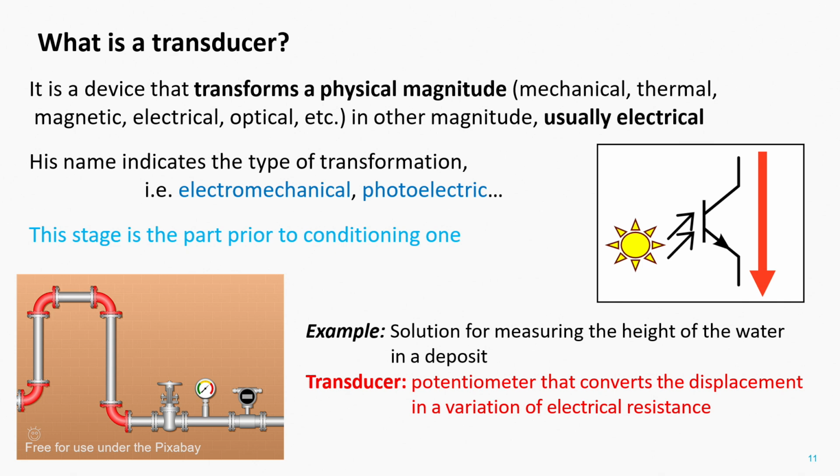For example, as you can see in the right part of the slide, the photoelectrical transducer converts the light arriving into the base of that bipolar transistor into a current that goes from its drain to its collector. You can also see another example of transducer in the lower part of the slide, where we are looking for a solution for measuring the height of the water in a deposit. There, we will use a transducer that is a potentiometer that transforms the displacement of the water height in a variation of the resistance in the electrical circuit. You have to take into account that the transducer stage is always prior to the conditioning one.